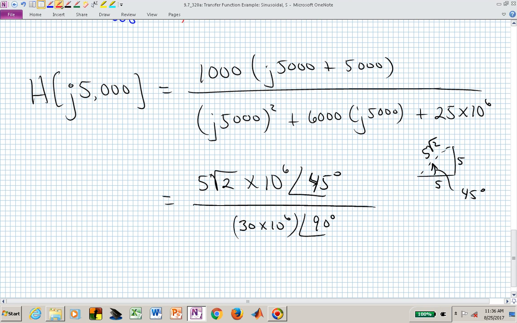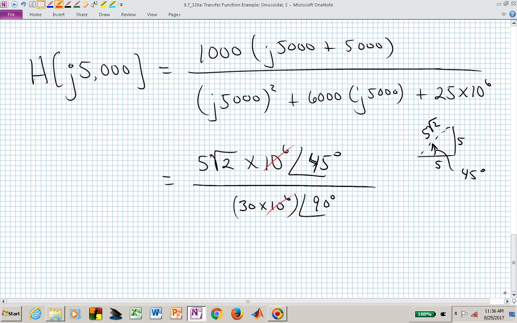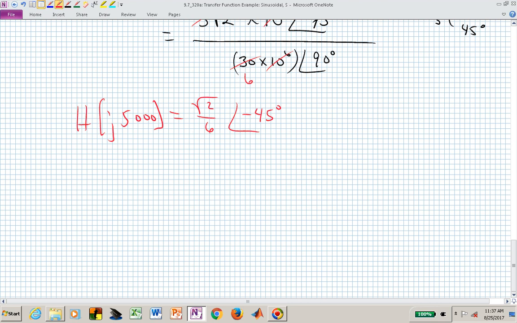So that these 10 to the 6th conveniently cancel, and we now have 5 square root of 2 over 30, or we now have that 5 and 30 can be simplified, and we now have the square root of 2 over 6, or 1.414 divided by 6, at an angle of 45 minus 90, or a net angle of minus 45. That's now H of J 5000. And that we can now use. That's written in polar form.